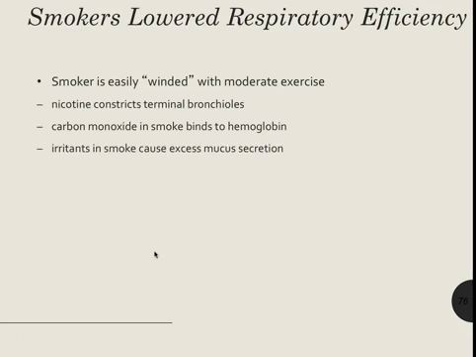There are many things in the smoke that are going to cause excess mucus to be secreted, more mucus, again, a decrease in oxygen exchange. Okay. The cilia, like in the pseudostratified ciliated columnar epithelium, it causes them to stop moving, which again causes mucus buildup to occur.